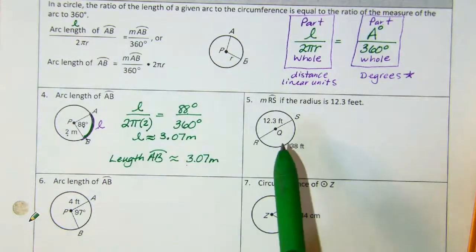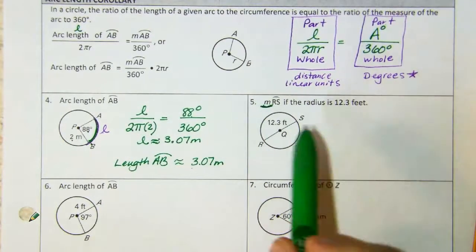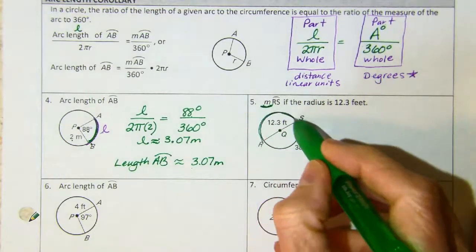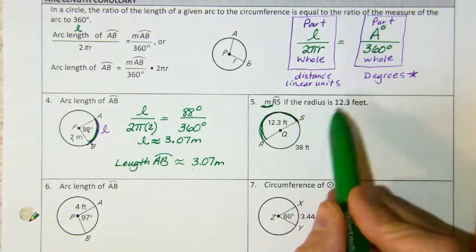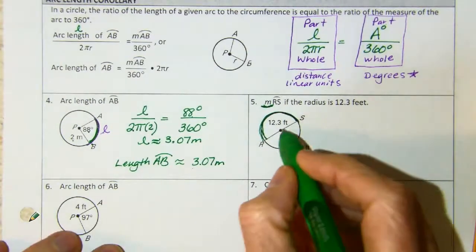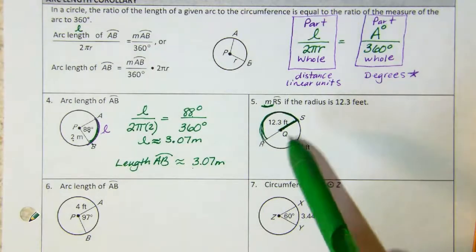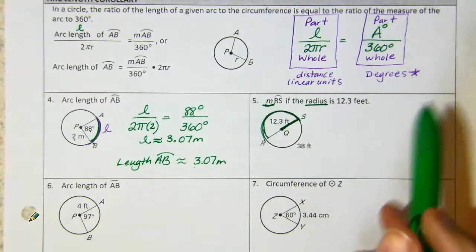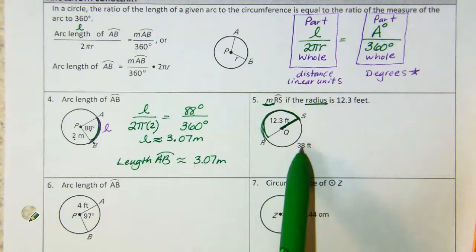Now, question 5. Notice it switched to this M, so now it's asking us to find the measure of RS, not the length of RS, but the degree measure, if the radius is 12.3 feet. So it's only telling us the radius is 12.3. The picture, it kind of looks like the diameter, but the problem indicated that it was a radius. Now, we know this side over here is 38 feet.